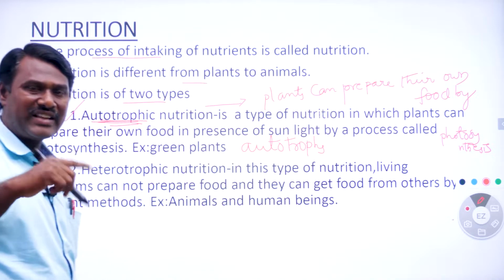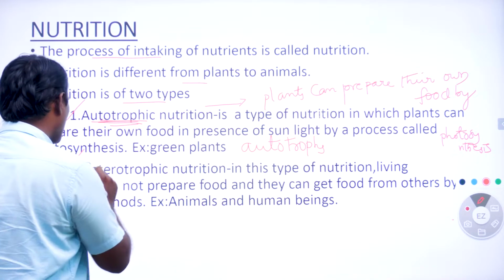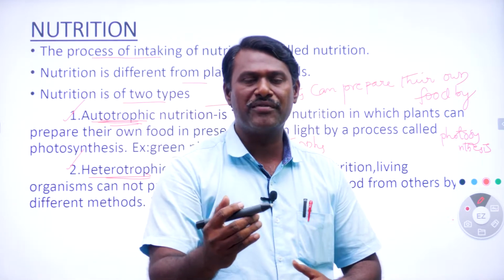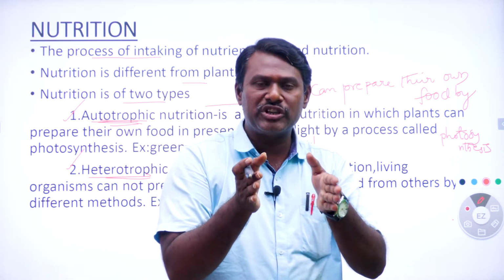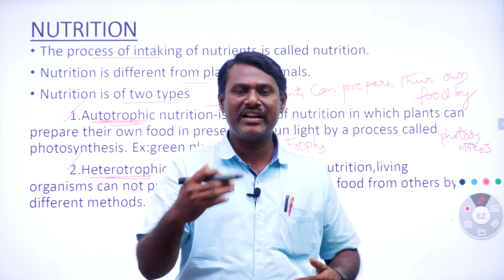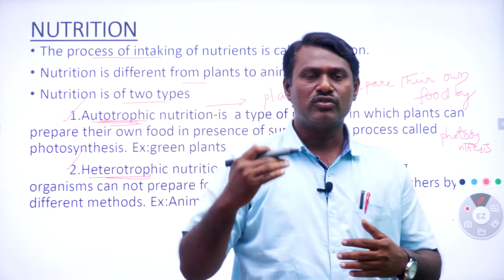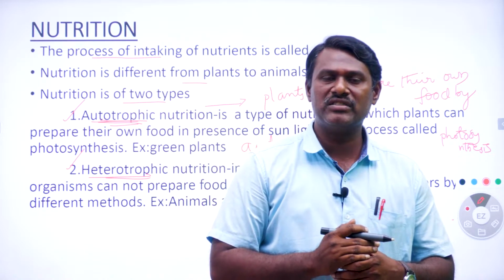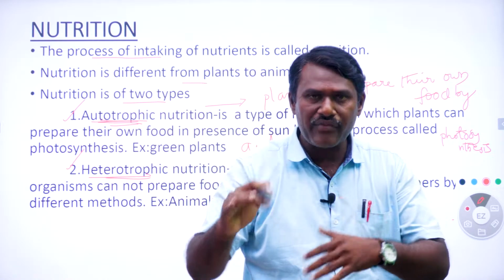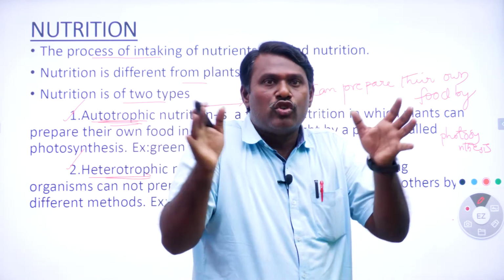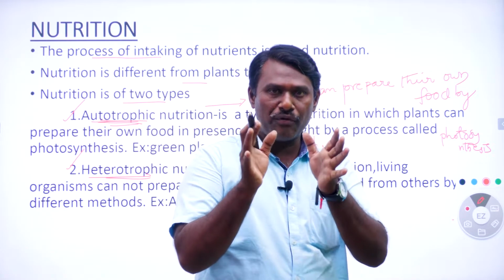Okay, and the second type of nutrition is called heterotrophic nutrition. Heterotrophic nutrition can be defined as a type of nutrition in which living organisms get food from other organisms. Living organisms can get food material from other organisms by different methods. They don't have the ability to prepare food. That is called heterotrophic nutrition.